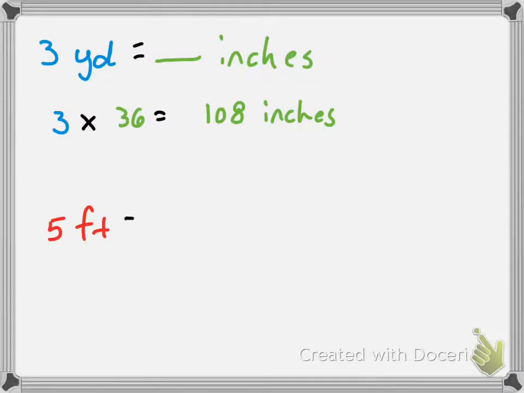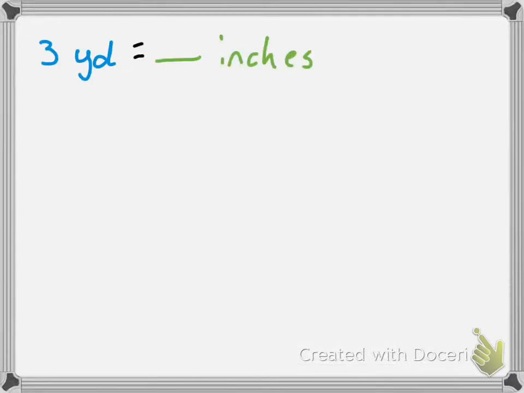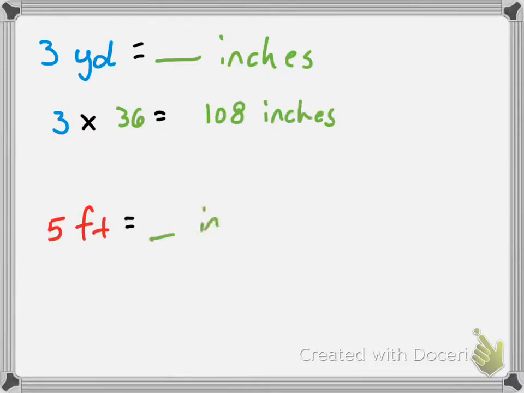How about 5 feet? 5 feet, we want to change it into inches. So how many inches are in 5 feet? Well, if you go back to our chart, we're going to go from feet to inches. So you can see on the right side there, the red feet to the green inches. It says feet times 12 equals inches. So let's get back to our problem. There we go, 5 feet to inches. It said times 12. So 5 feet times 12 equals 60 inches.